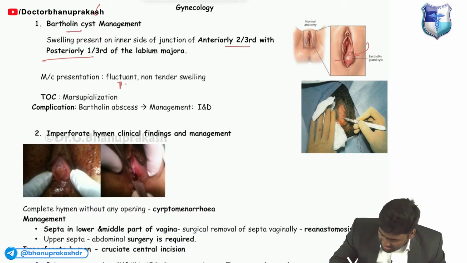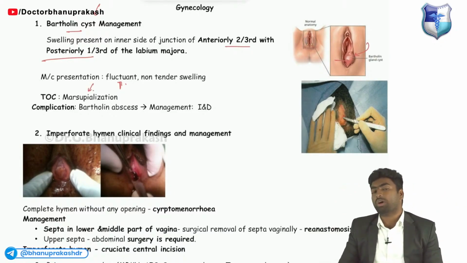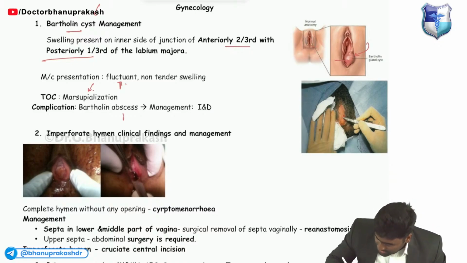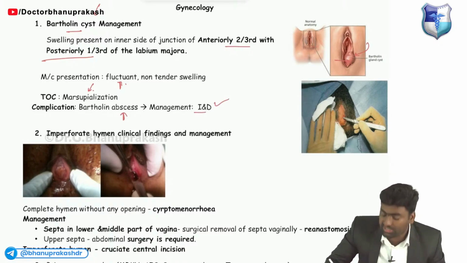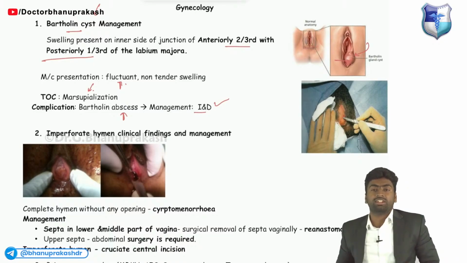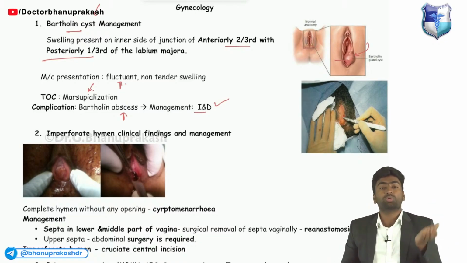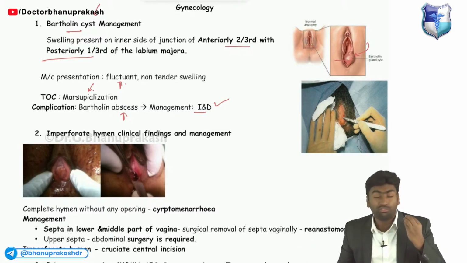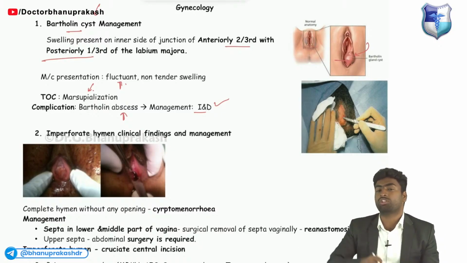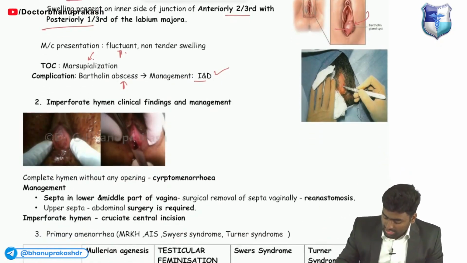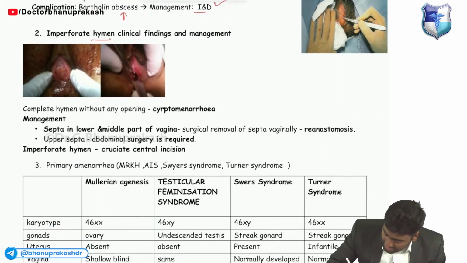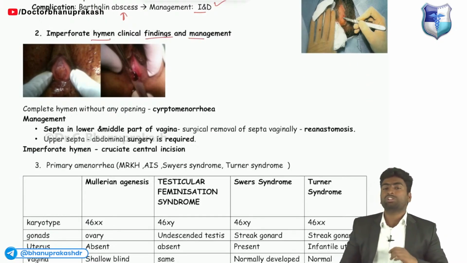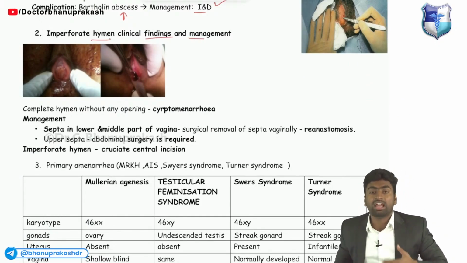So if there is just this cyst, then we do marsupialization. Whereas if there is an abscess, then we do incision and drainage. Just as in breast abscess we do ultrasound guided multiple aspirations, here we do incision and drainage. Means first we do marsupialization followed by incision and drainage. Fine, just remember. Next, you saw this 15 or 16-year-old child presenting with well-developed breasts and well-developed hair and everything.